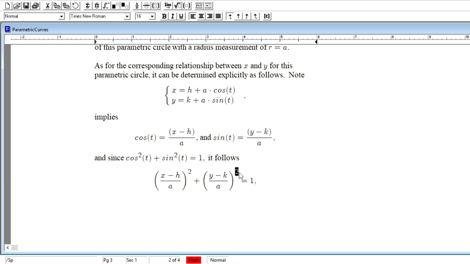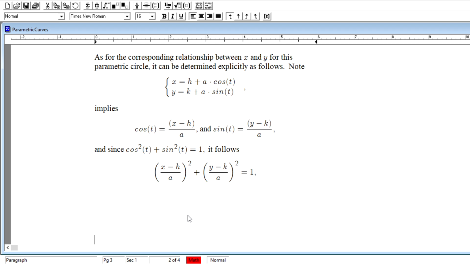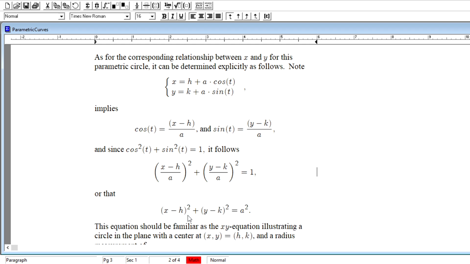Where, take note, the squared value on each of these terms will distribute to the numerator and denominator. You will have (x minus h) squared over a squared plus (y minus k) squared over a squared all equal to 1. Or you could solve that by multiplying both sides by a squared to produce (x minus h) quantity squared plus (y minus k) quantity squared equal to a squared.